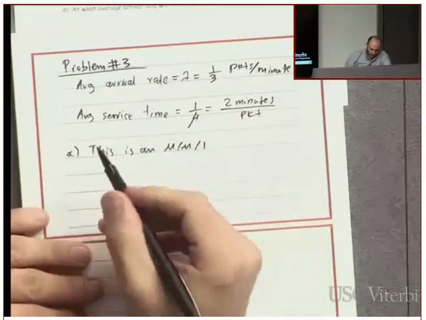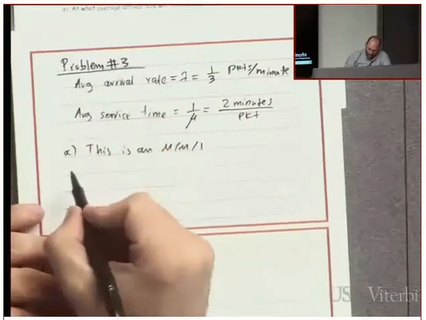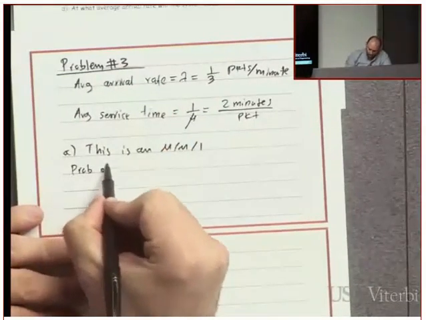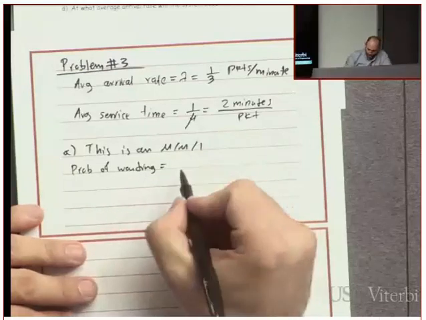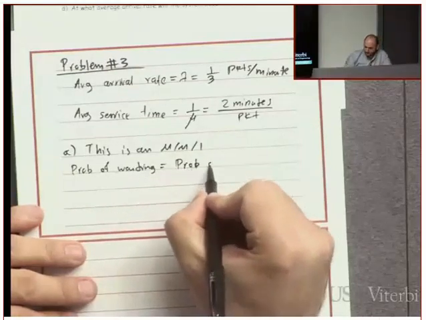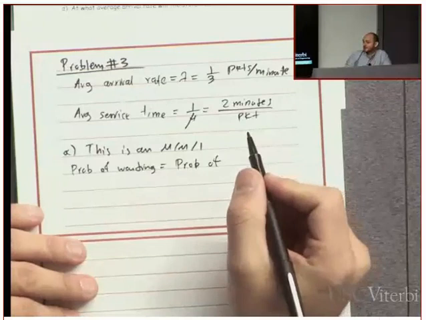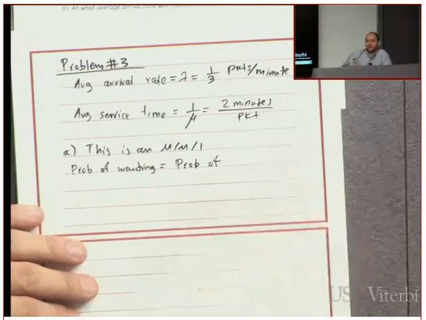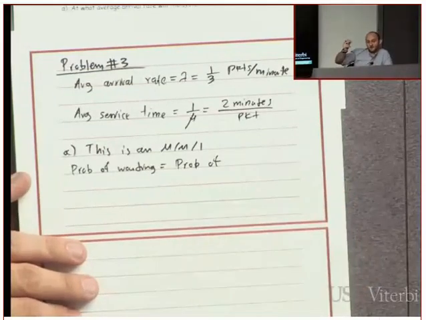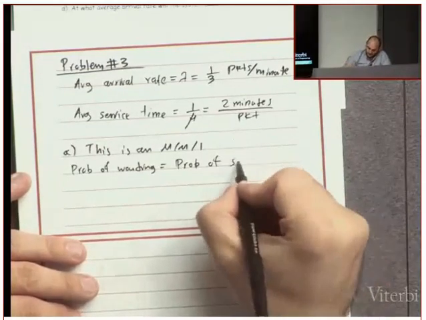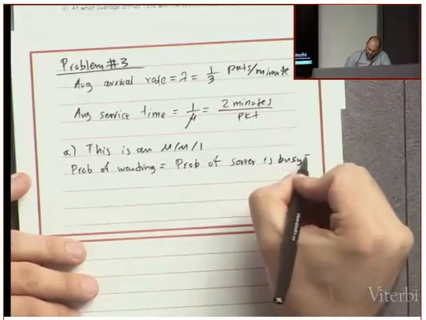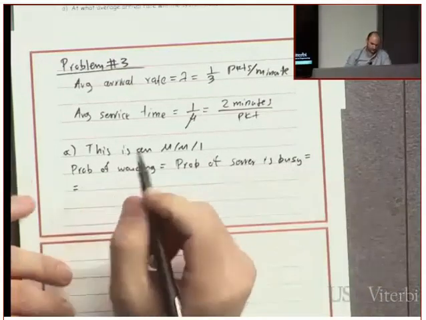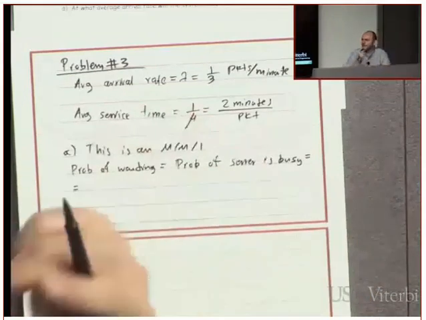So the probability of waiting, which is the first question, is equal to the probability of what? When do we wait in the system with one server? Server is busy. Probability of server is busy. And this is equal to, do you remember?